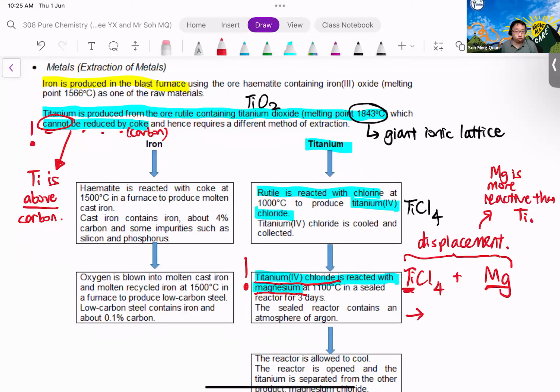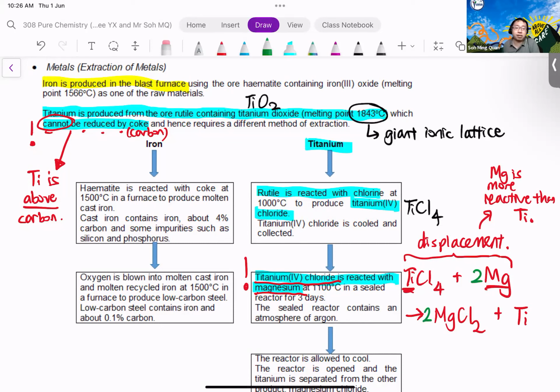TiCl4 plus Mg, titanium 4 chloride plus magnesium forms magnesium chloride. Magnesium chloride is not MgCl4. Magnesium chloride is MgCl2. You know that because it's Mg2+, Cl-. Don't just, because you saw Cl4, then you copy Cl4. It's not like that. You must think of charge. Magnesium is 2+, Cl is Cl-, so MgCl2 plus titanium. Once you have this, then you start balancing. It's not difficult to balance.